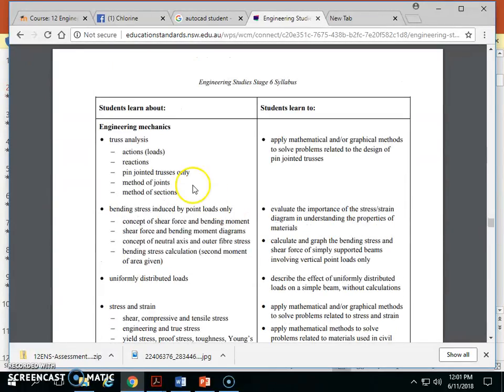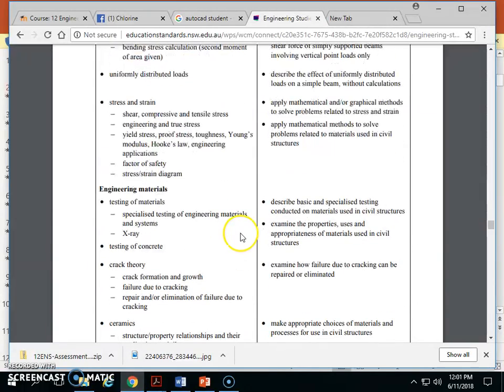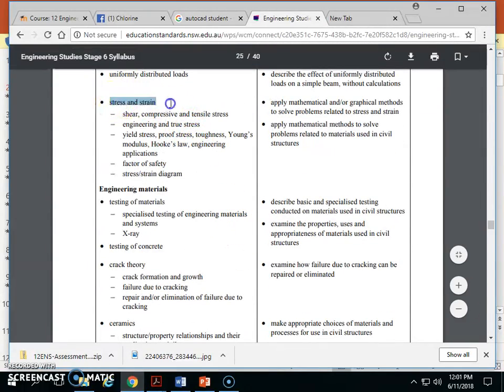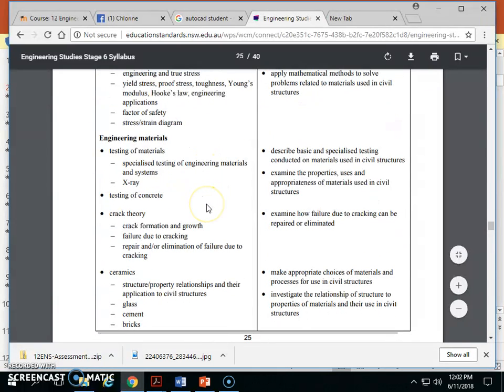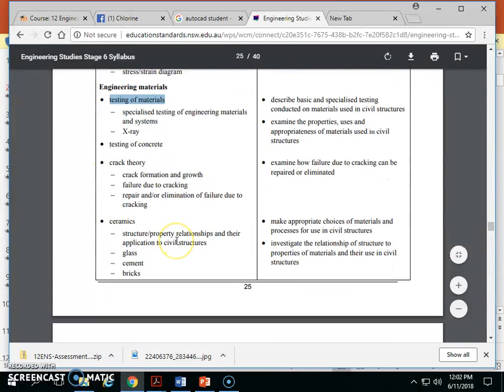When we do mechanics, the big thing that we're going to learn this time around is trusses and bending. Now, I think bending is incredibly important. Unfortunately, it tends to be under-tested, in my opinion, in the HSC. We learn about stress and strain, but I don't think there's anything we learnt that you have not already learnt in Year 11.